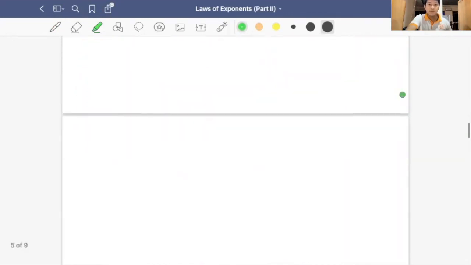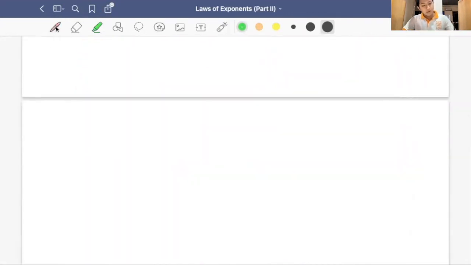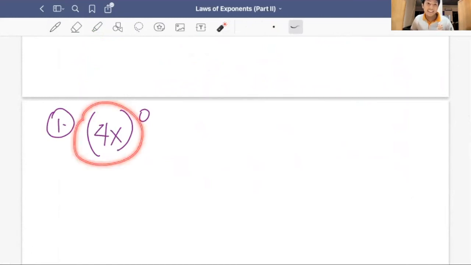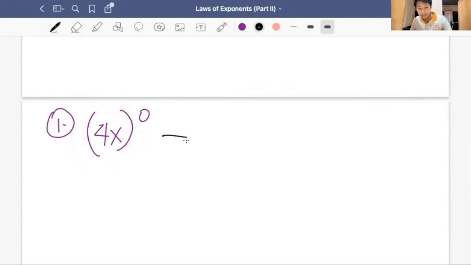Okay, let's have an example here. Number 1. If I have the quantity 4x raised to 0, let's talk about the base and exponent. Since the 4x is enclosed by parentheses, we know that the base is 4x, right? So everything is raised to 0. That's why this is equal to 1.